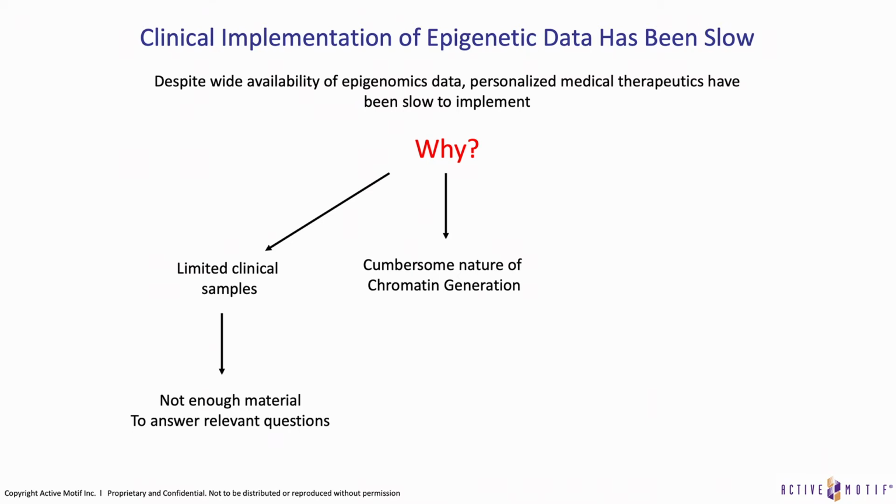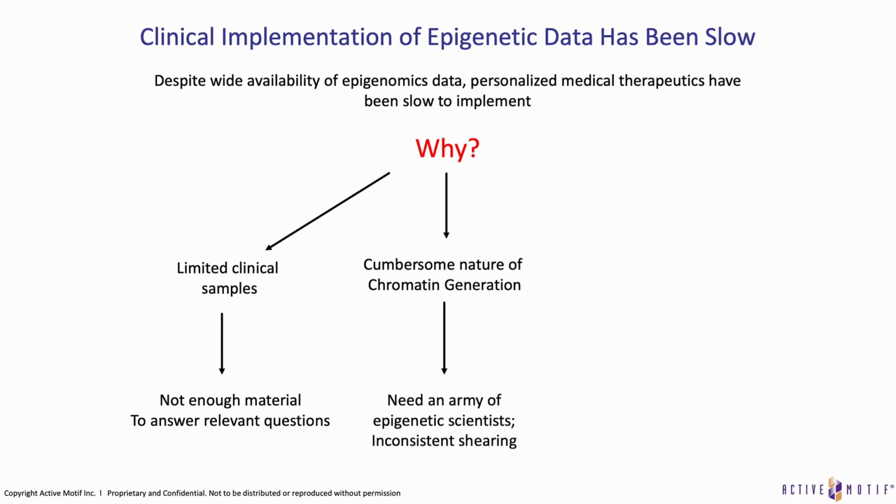It's also extremely difficult to make chromatin. I'm sure a lot of people out there would agree that a chromatin prep is cumbersome and can take a lot of time. And as a result, you would need an army of epigenetic scientists constantly making chromatin from these samples. And often these chromatin samples then need to be sonicated for ChIP.